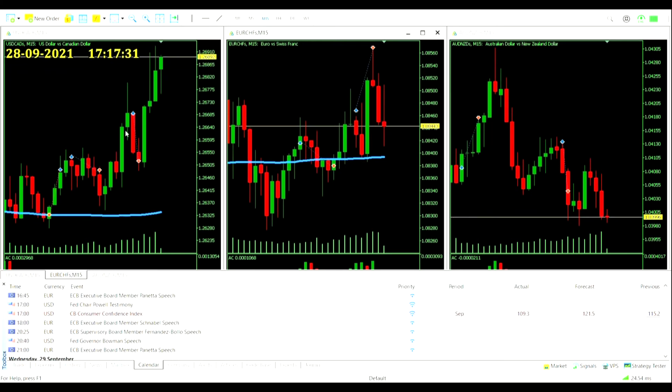Here's the big one though, the consumer confidence that came in at 5 o'clock. It did come in weaker, despite the fact that we are seeing the dollar strengthen here. That is 109.3 actual against 121.5 forecast. So quite a miss there. Consumers not as confident as the forecasts expected them to be.